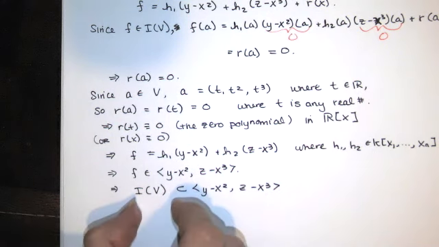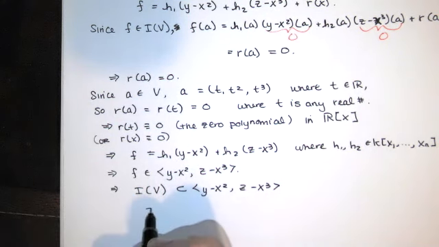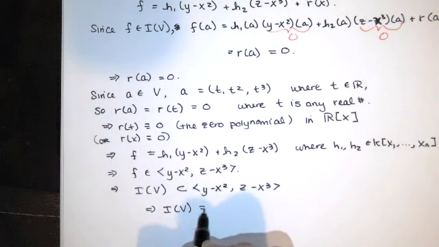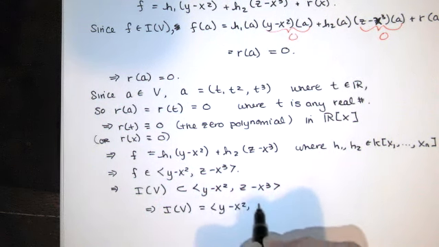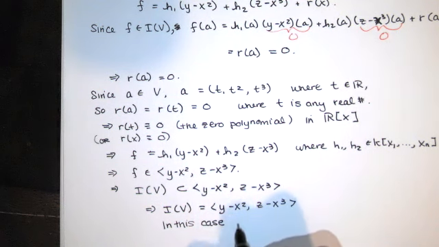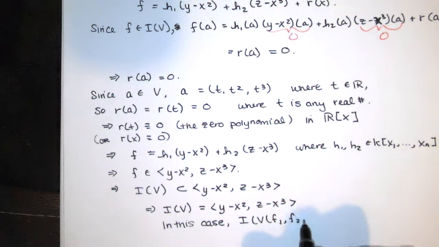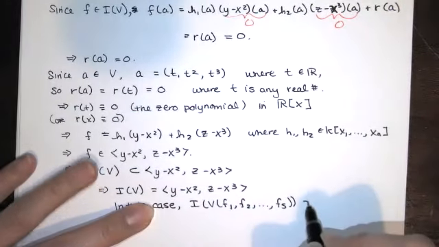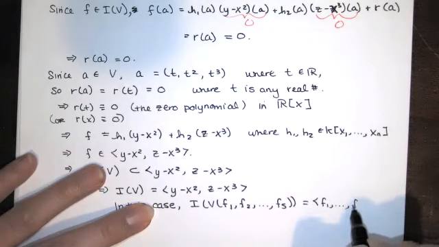Earlier, we showed that this was a subset of this set. Now we've shown that this is a subset of this set. So that means that they're equal to each other. So the ideal of the variety happens to be the ideal generated by the polynomial functions that define that variety. So we'll say in this case, the ideal of the variety generated by these functions is equal to the ideal generated by the functions.